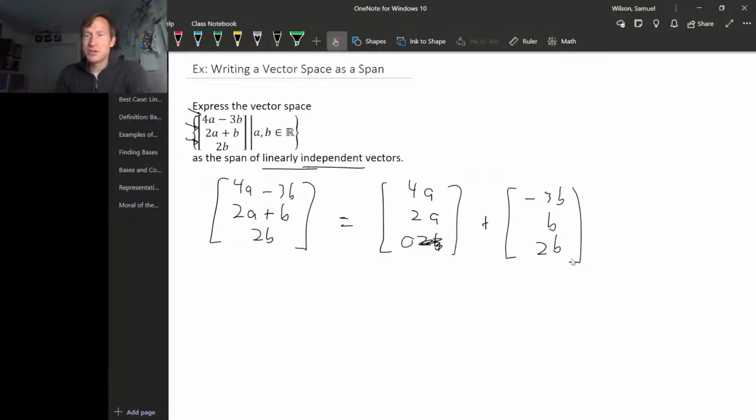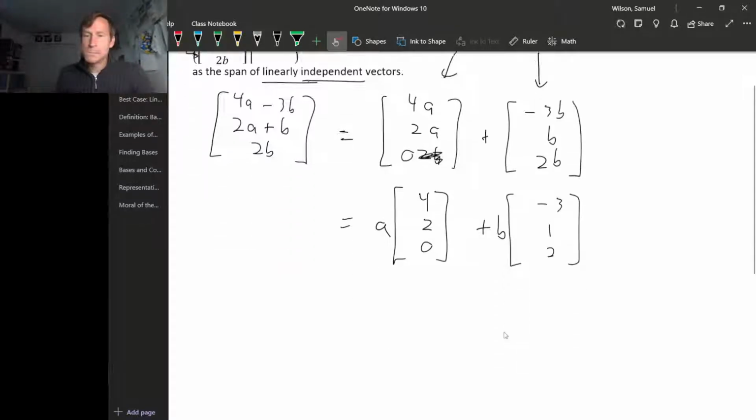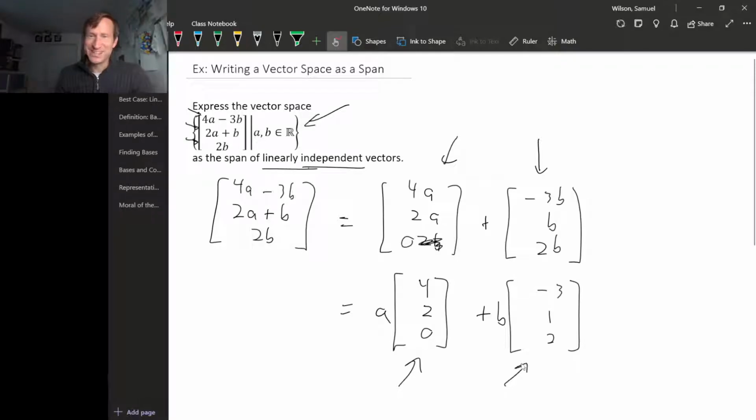And then something to notice is that both of these vectors that we're adding here are in this vector space, right? Since we're looking for vectors that span this vector space, they have to be in this vector space. In this first vector, every entry has an A in it, so we can write this first vector as 4, 2, 0 scalar product with A. And we can write this second vector as minus 3, 1, 2 scalar product with B, right? And of course, both of these are also in this vector space.